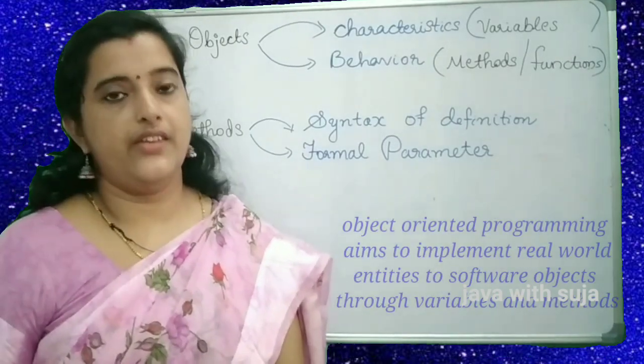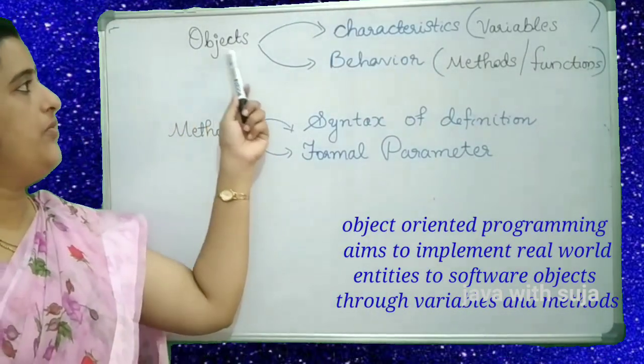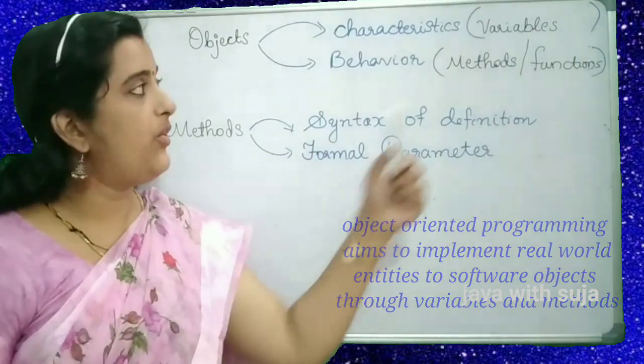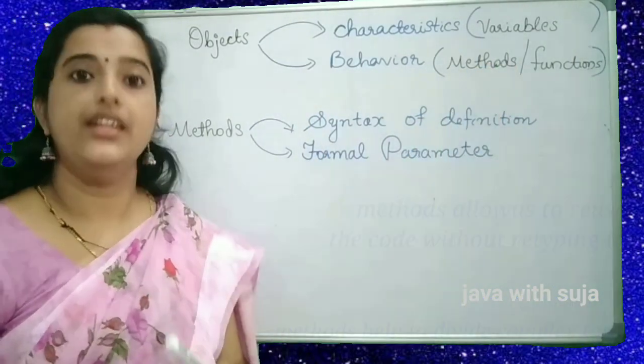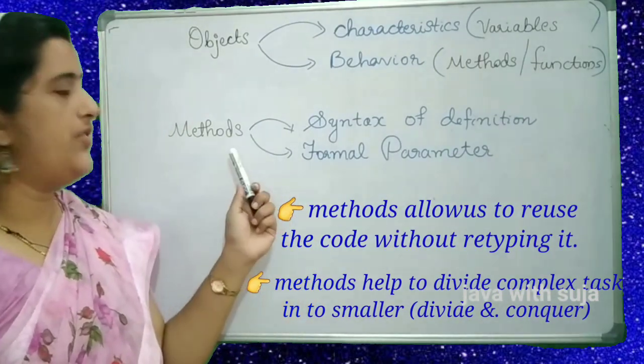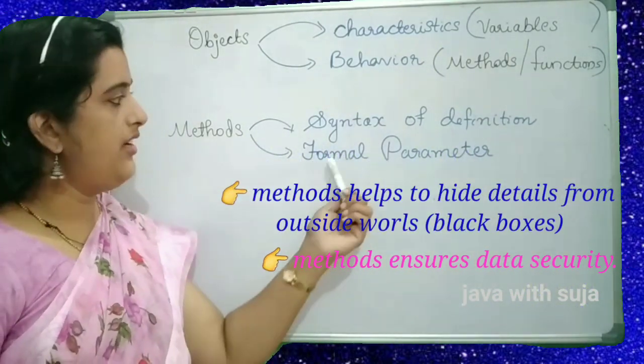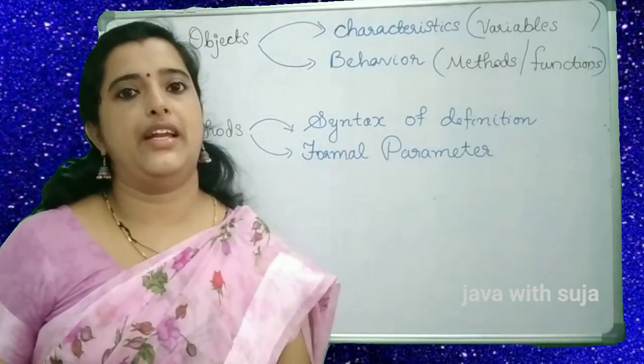So in this section we have studied objects, what their characteristics are, what their behavior is, and how they are implemented in a Java program. Also we have discussed methods, the syntax of method definition, and we discussed what a formal parameter is.